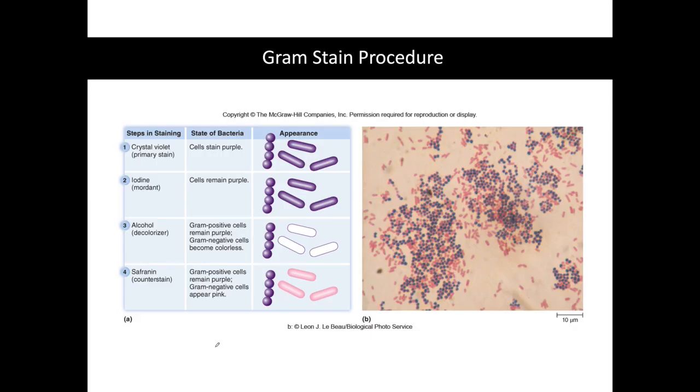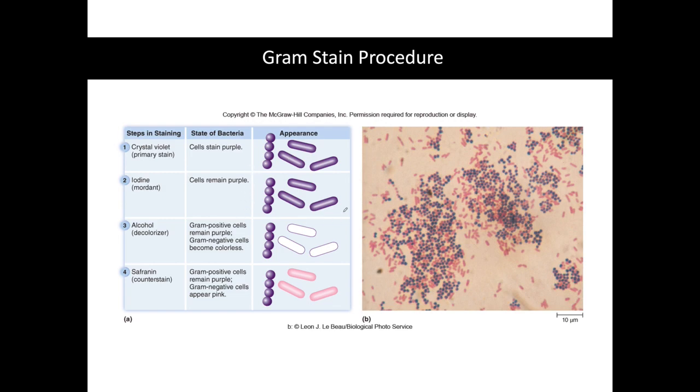So the gram stain procedure, we looked at this particular picture in the microscopy lecture, but we'll just look at it again real quick now that we know a little bit about gram staining. So crystal violet is our primary stain. It's the first thing that we do. We prepare our slide, we mix the bacteria with a little water, put it on a slide, smear it around, let it air dry, and then heat fix.